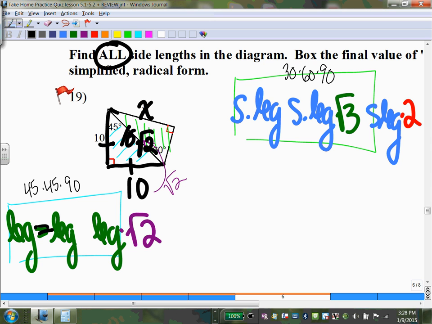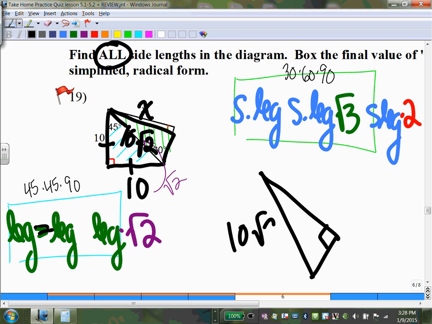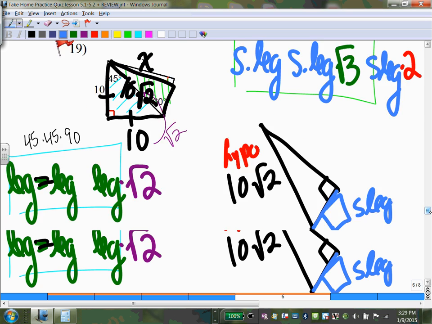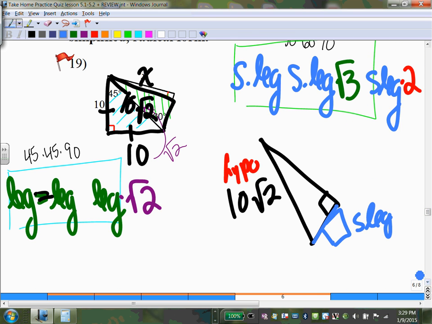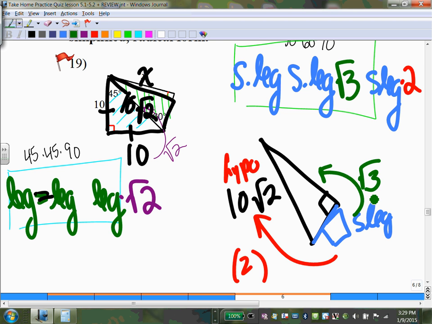Okay, now this I'm going to pull out. This is a 30, 60, 90. It's getting a little busy here, so I'm going to pull it out. Now that's 10 root 2. That's now the hypo. So our short leg is going to be right here. Blue, that's our short leg. Now do your function boxes. Short leg going this way is times by 2. And short leg going this way is times by root 3.